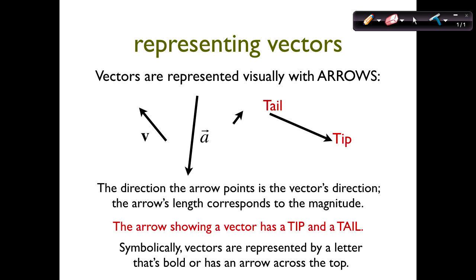And then symbolically, use either a bold letter, like that bold V. You'll see that in print, online, textbooks. But it's kind of hard to write in bold, right? So if you're writing and you want to signify a vector, you write in cursive with an arrow on the top, and that signifies that you're talking about a vector quantity. As opposed to if you didn't have that arrow there, that'd be a standard variable, and so you'd be talking about a scalar quantity. Okay, questions on basics here?